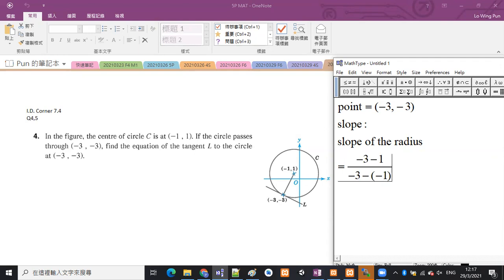Can you get this? Using the slope formula to find the slope of the radius, and then do the calculation carefully. Using your calculator, I think it should be +2. Can you check my number? I'm not sure whether my calculation is 100% correct.